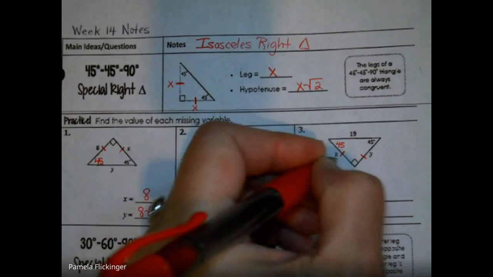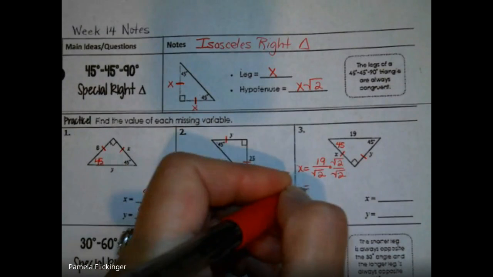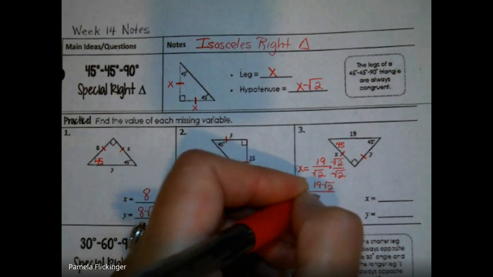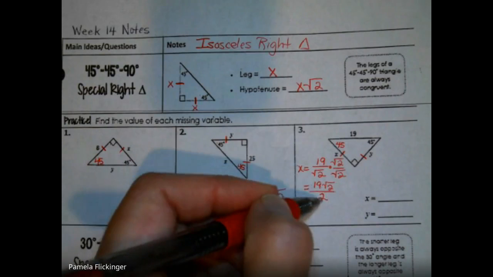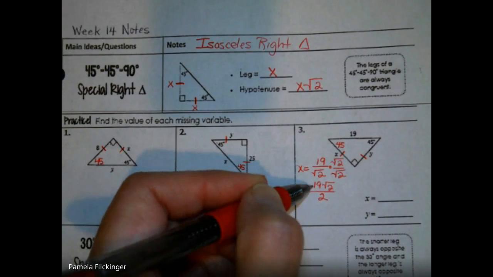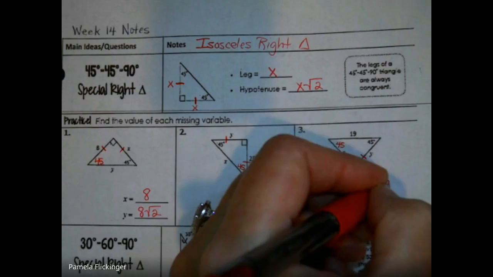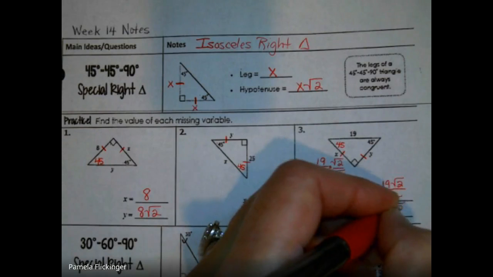So you're going to multiply top and bottom by the square root of 2, which gets us 19 root 2 over the square root of 4, which is just 2. Always check your outer numbers. I do not want decimals, so we're going to leave this, since 19 is not divisible by 2, as 19 root 2 over 2, and that will be the same answer for both.